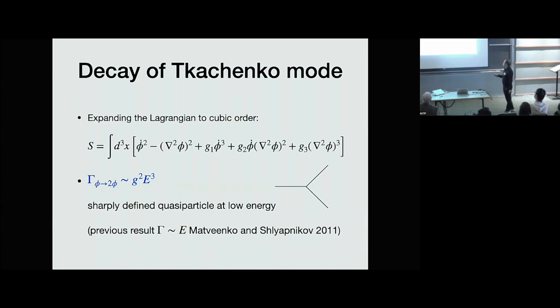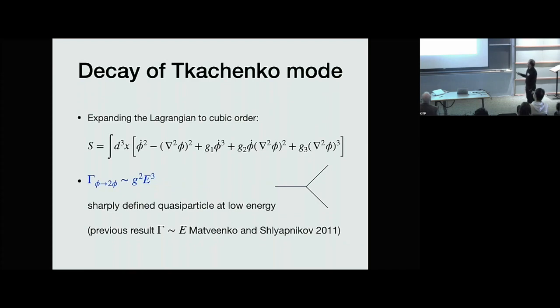There was a previous result by 2 authors in 2011, but I believe that result is not correct. Gamma of order E. The result that we obtained tells us that the Tkachenko mode becomes a sharply defined quasi-particle at low energy.